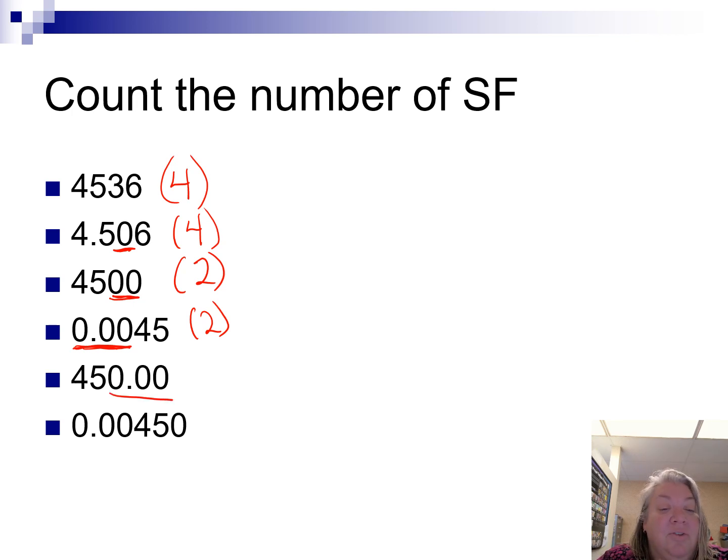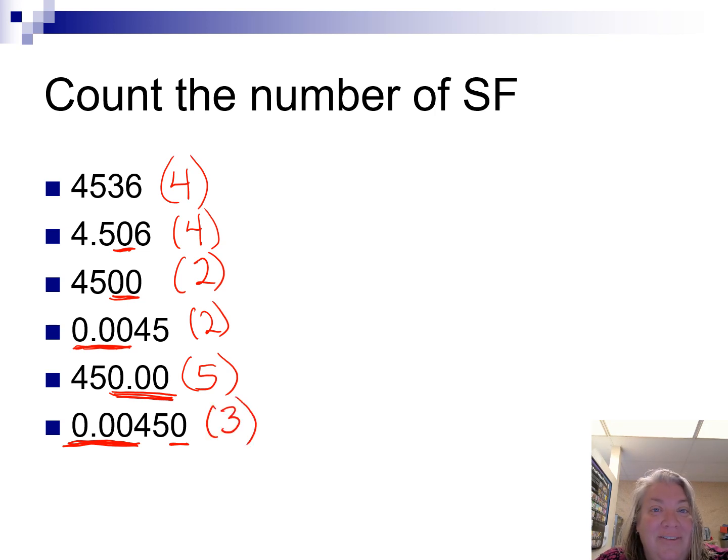450.00. These are all trailing zeros. There is a decimal in the number, so they are all significant. This has 5 sig figs. And finally, 0.00450. We have leading zeros, never significant. 4 and 5 are, because they're not zero. And then finally, we have a trailing zero. The trailing zero does have a decimal in the number, so it is significant. This has 3 sig figs.